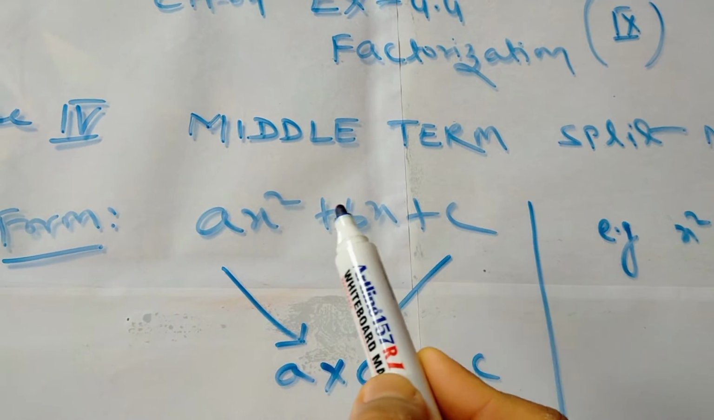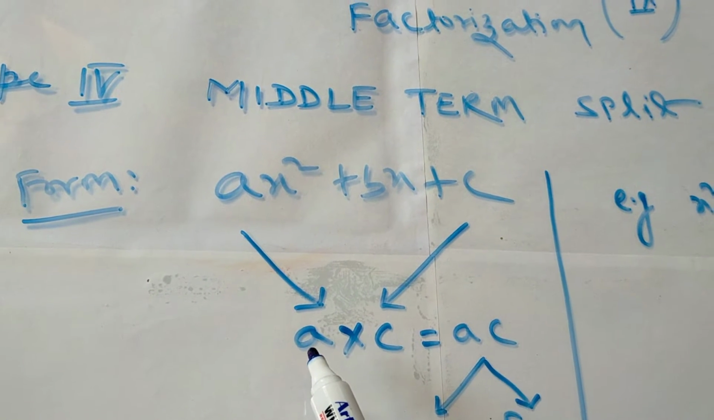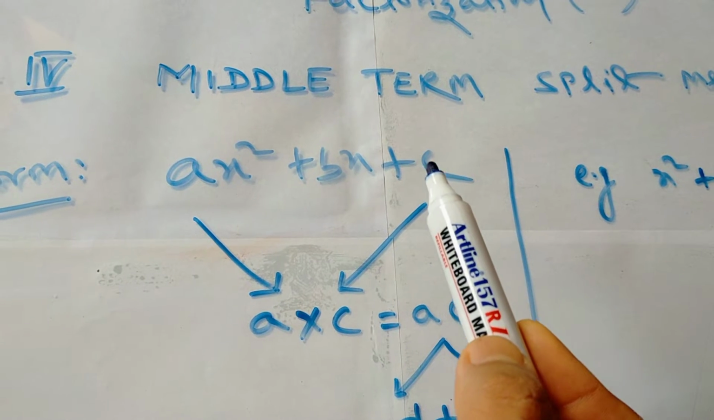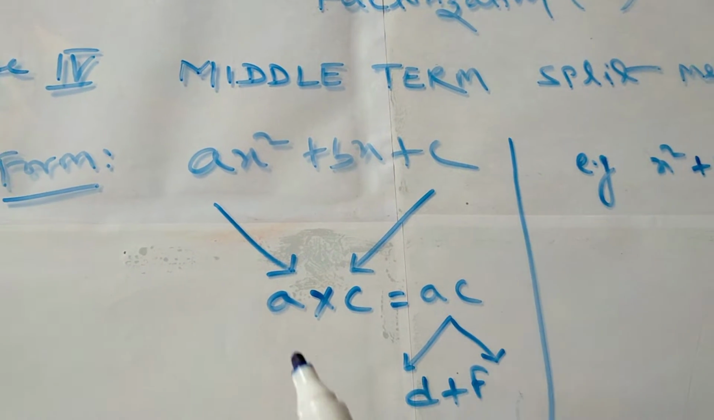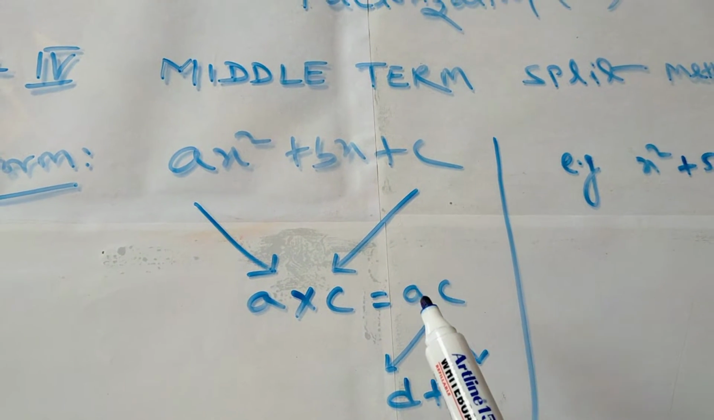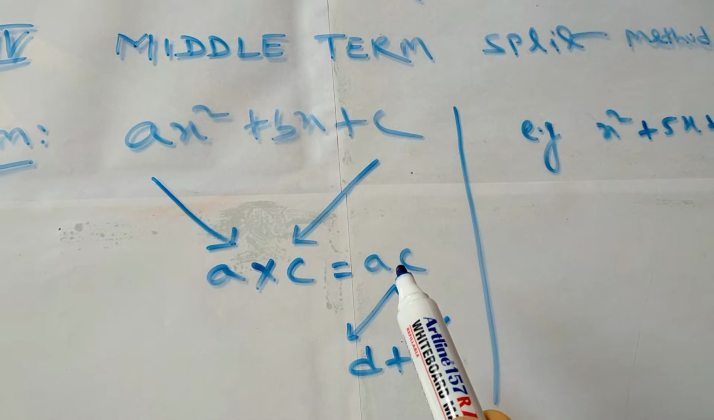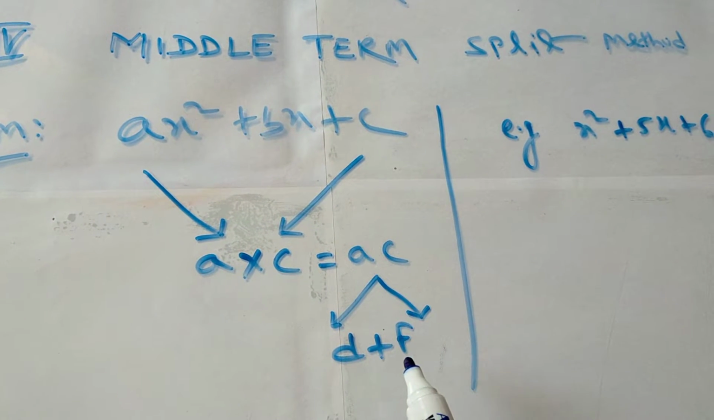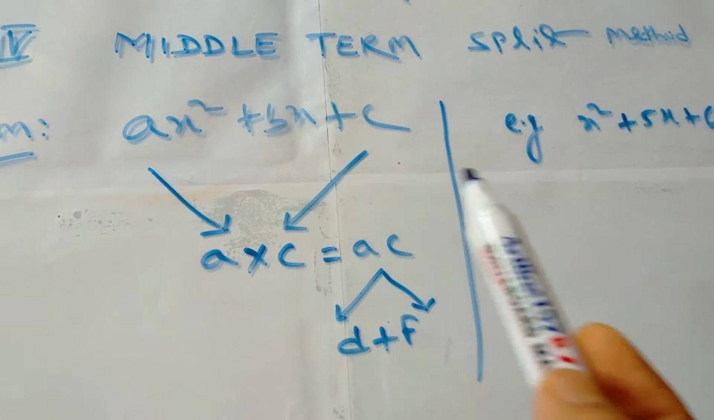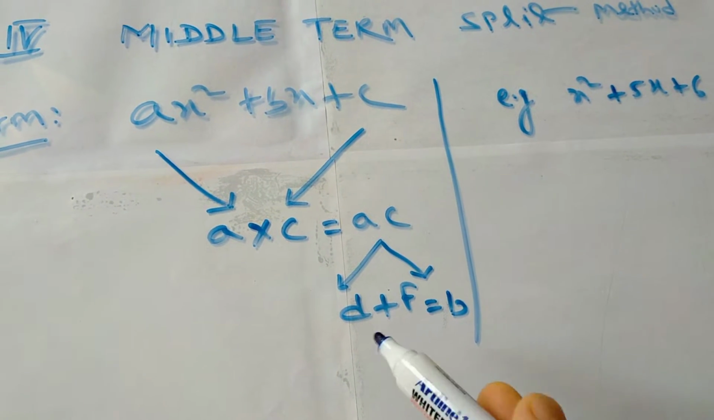First of all, you should take the coefficient of x square, then the constant c, the complete c, and copy it here. After that you multiply them, and the product is ac. Now we should write this product ac in two parts, such as d and f, so that the sum of these two numbers must be equal to b. Are you getting my point?